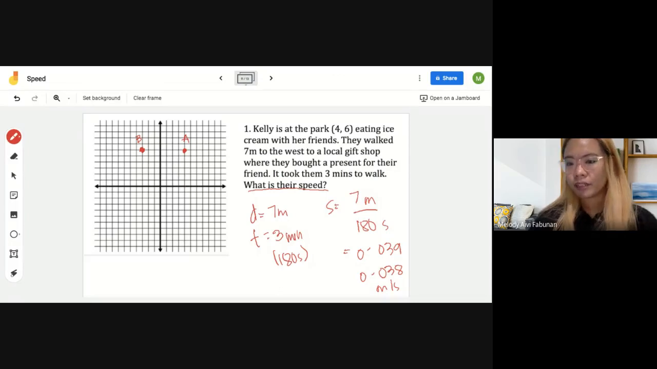Yay. Danstan also got it correctly. So Reynald was short by 0.004 meters per second in his final answer. Okay? Let's continue with another problem.